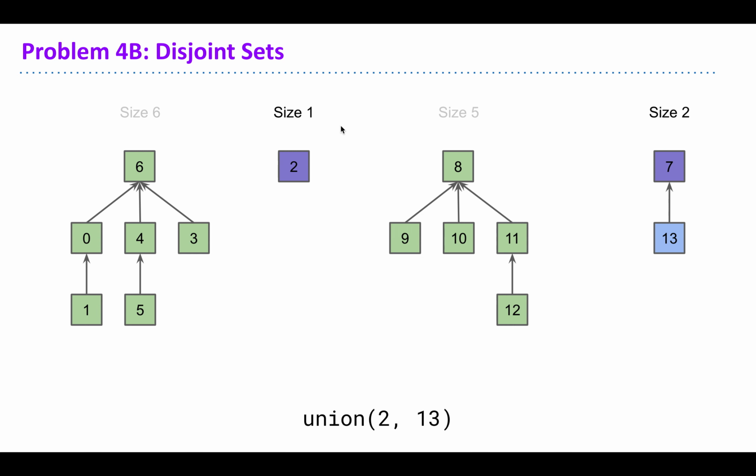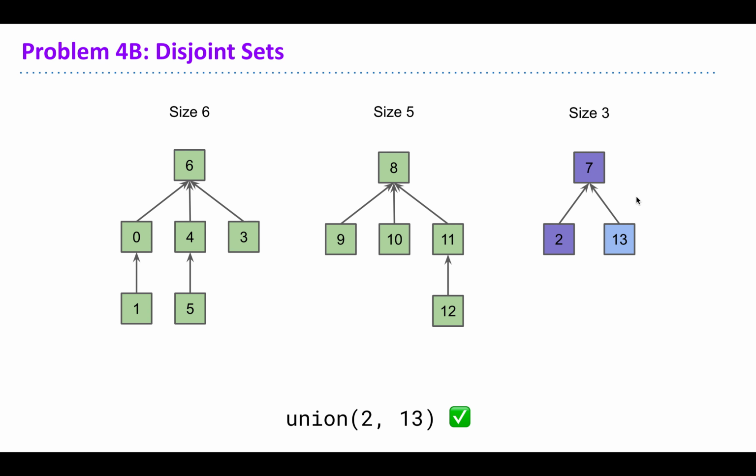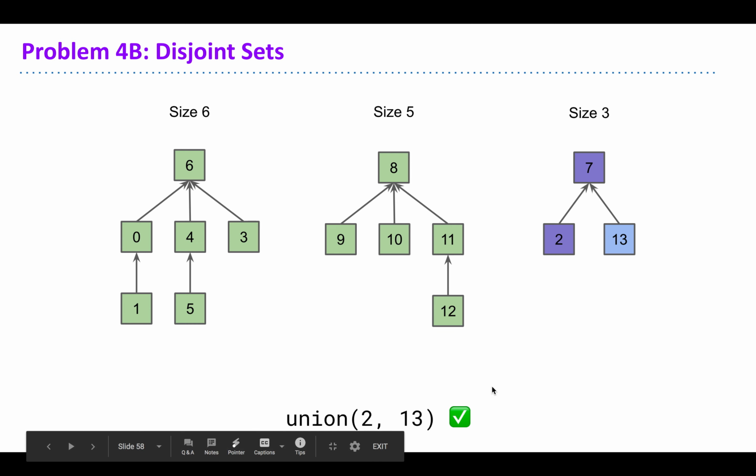You could say, well, we're going to connect the representatives to each other. Should I connect the 7 to the 2, or should I connect the 2 to the 7? The answer is that I should connect the 2 to the 7, because the 2 is the smaller sized set, right? Remember that. Optimization 1 says that you connect the smaller size to the larger size. So this is what we do. Connect it like that. Then this is our state. And we're done with the union. And we leave it like this.